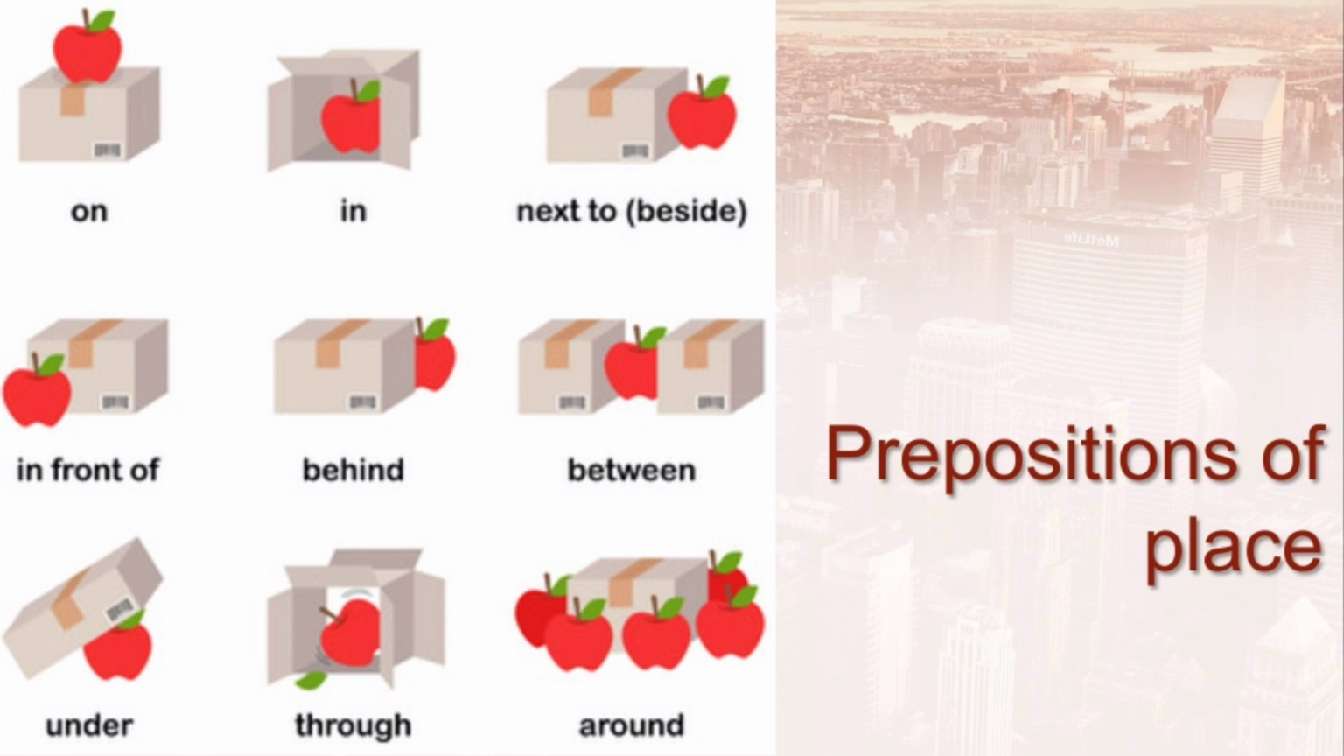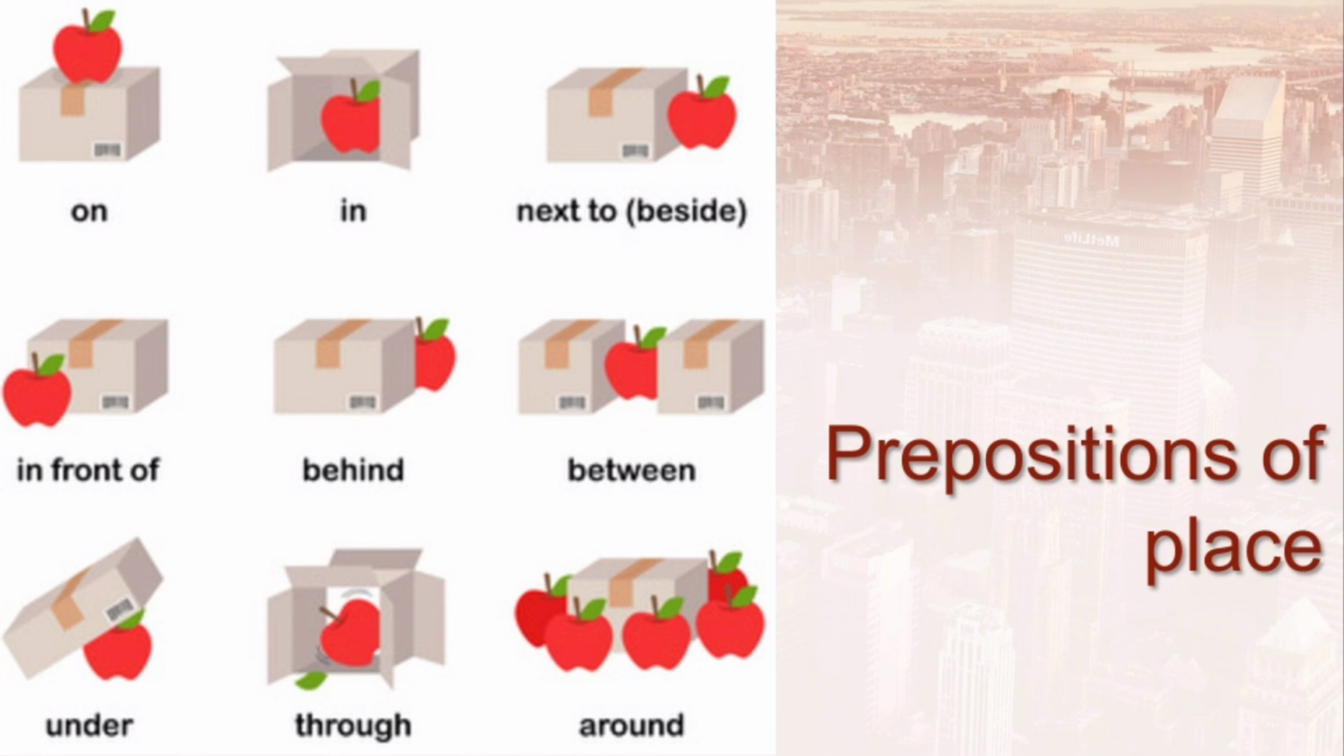Now, in the seventh example, the apple is placed under the box. Under means something which is touching the surface of something from below. Then, in the eighth example, we can see the apple through the box. So the carton is open on both the sides and the apple can be seen through the openings of the carton. And in the last example, we can see so many apples lying around the box. So around means when an object or a person is surrounded by some other noun.